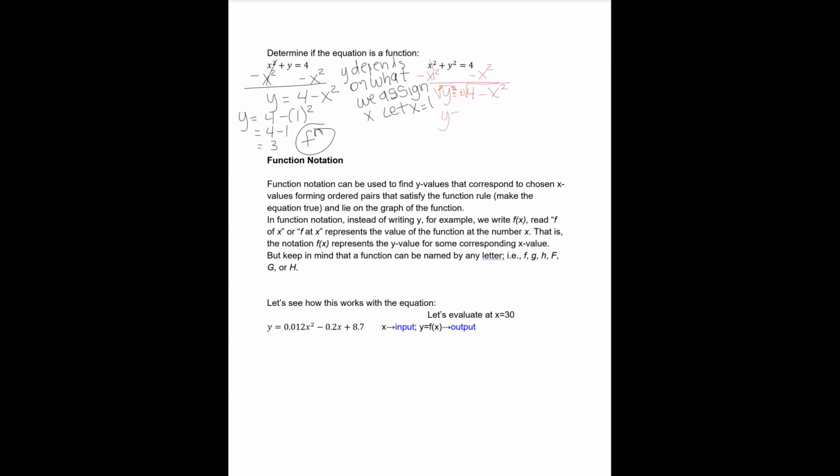So y equals plus minus the square root of 4 minus x squared. Now we can see that y equals two numbers, a plus and a minus. So once again, let's plug something in for this. This time, let x equal 0.